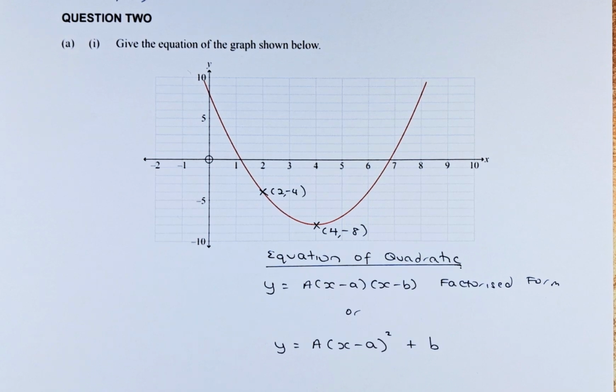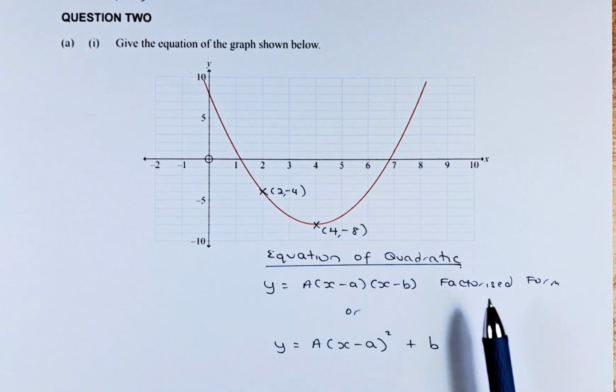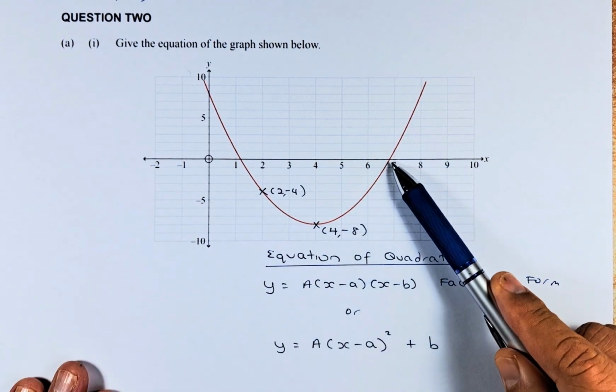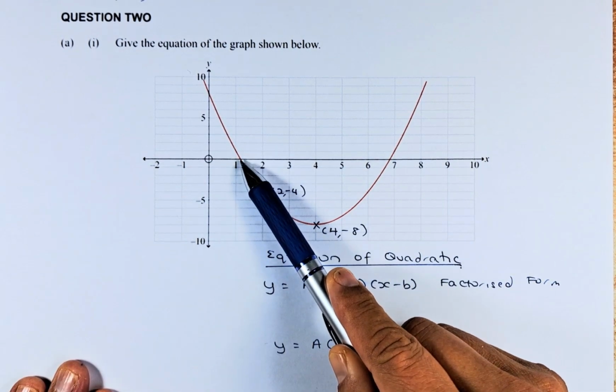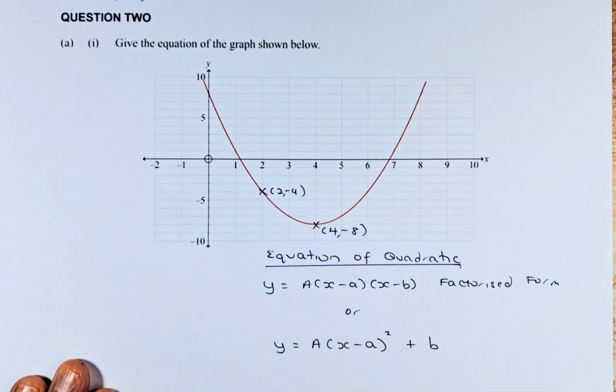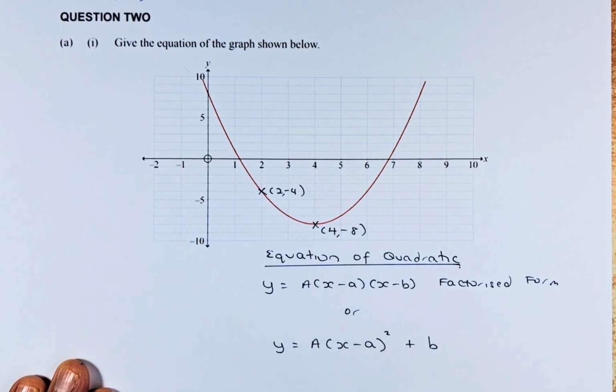So the equation of the quadratic graph, there are two equations you can do. First one is y equal to a bracket x minus a, x minus b. This is called a factorized form. This is useful only if you can get the whole number for the x coordinate. In this case, the x coordinate is not the whole number and we cannot use this formula unless we have the graphic calculator. So, the second one which we're going to use is y equal to a bracket x minus a squared plus b.